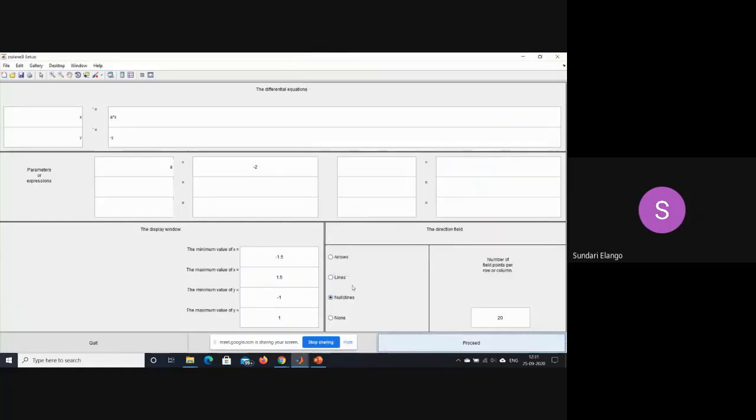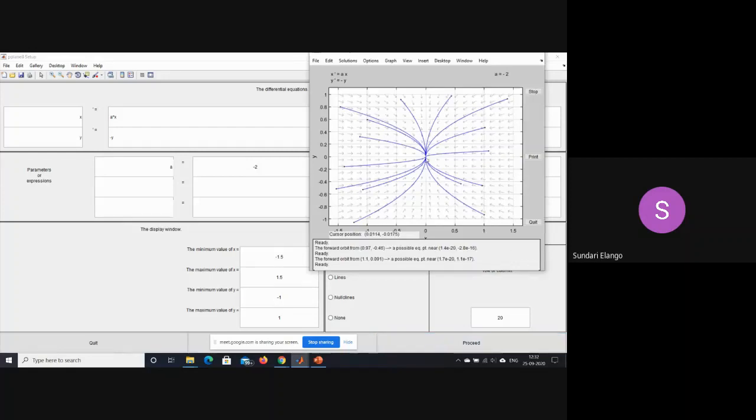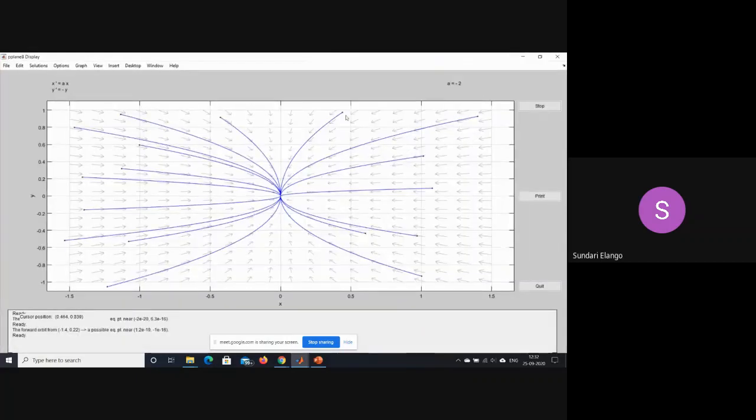Now, if I press arrows, what you get is a vector field on that plane, indicating the behavior of the system at any point. As you can see, all of these arrows are pointing towards the origin, again telling you that it's pulling everything towards the origin.